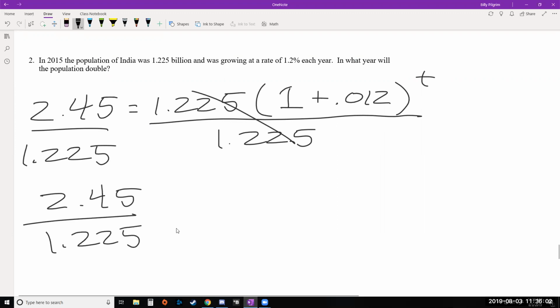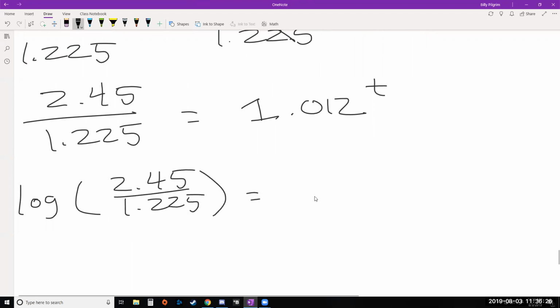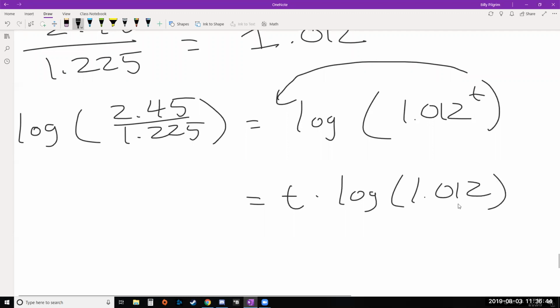So let's just write this again. Let's do what I didn't do last time, drop the parentheses. We'll combine this, it'll be 1.012, and it's to the t power. This is our step where we apply the logarithm to both sides. I didn't save enough room, so sorry, I gotta write it real quick. Log of 2.45 divided by 1.225 will be equal to log of 1.012 to the t. So now we apply our exponent property. This t is going to be extracted out in front of the logarithm. So it'll be t times log of 1.012.